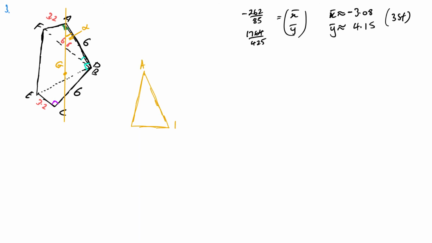Okay, A, D, and G. G obviously we've just found. D we know is our 0, 6, wasn't it? We actually know the distance AD is 6, don't we? That's alpha.